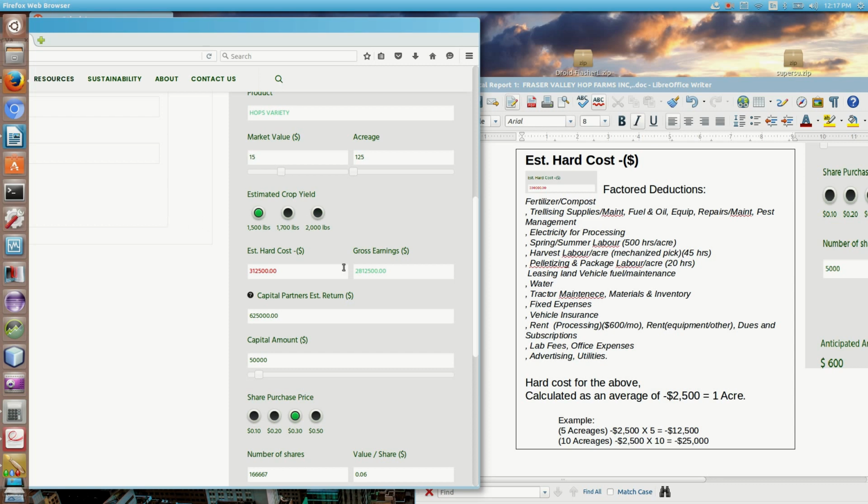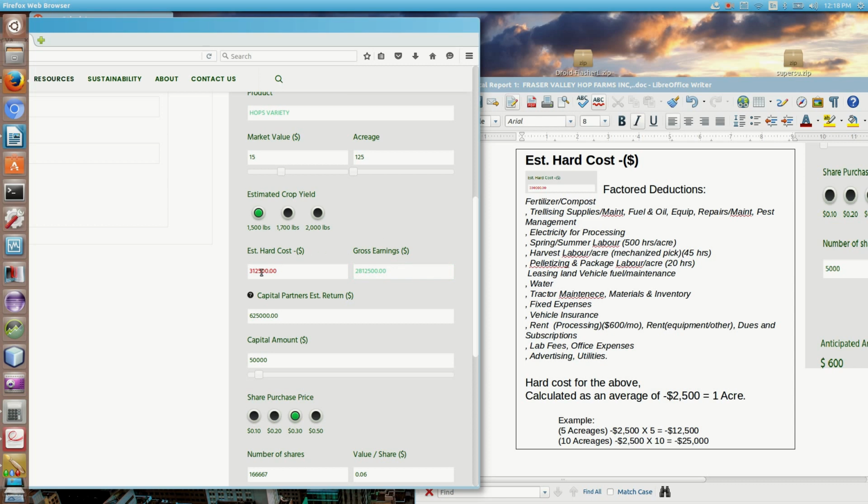So how did we get to the gross earnings? The gross earnings was done by multiplying the number of pounds by the number of acres, multiplied by market value, and that gives us our gross earnings. So that's how we got to this number here.